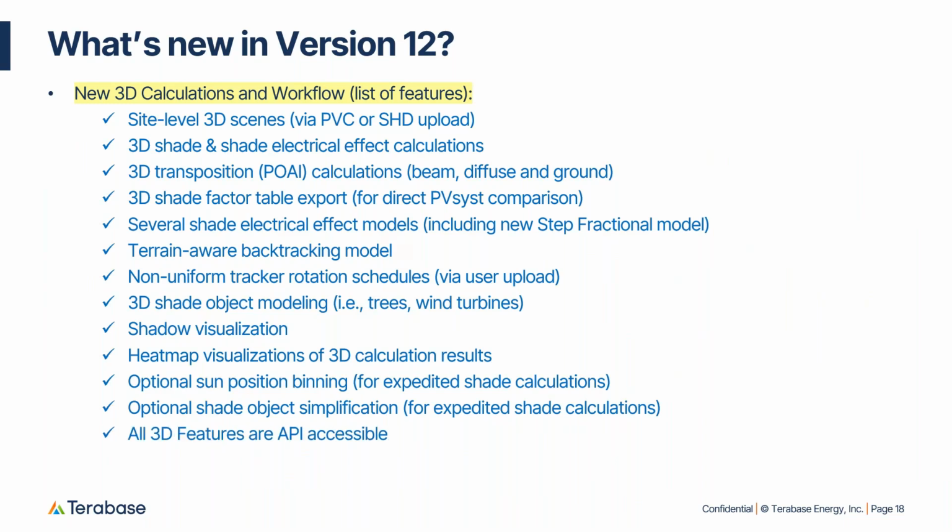All 3D features are API accessible, and we can support very large scenes, so easily 1 gigawatt plus of terrain following tracker scenes. The way that we really limit the size of the scene is a 2 billion limit on PV collector objects times time steps. So for example, if you have an 8760 weather file, that means that you can support approximately, I think it's around, 230,000 PV collector objects within that scene. So keep that in mind as a limitation.